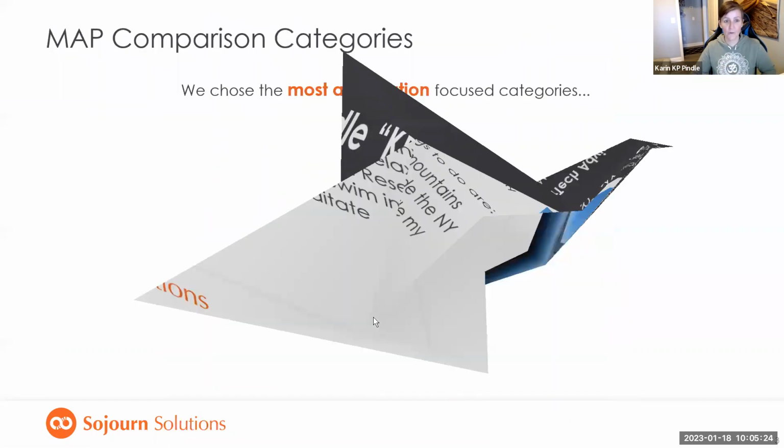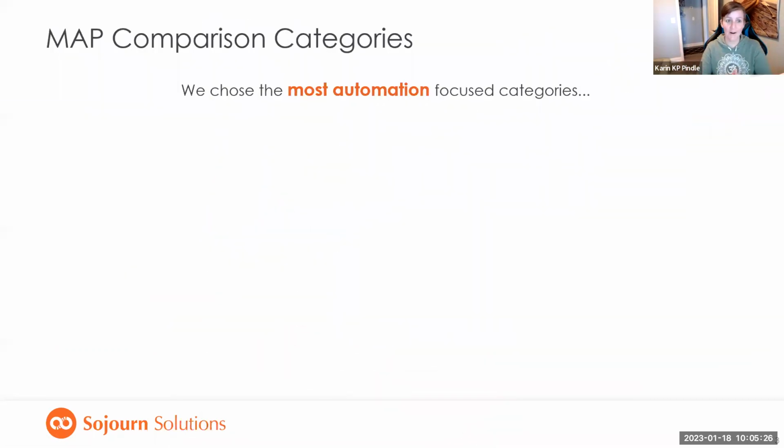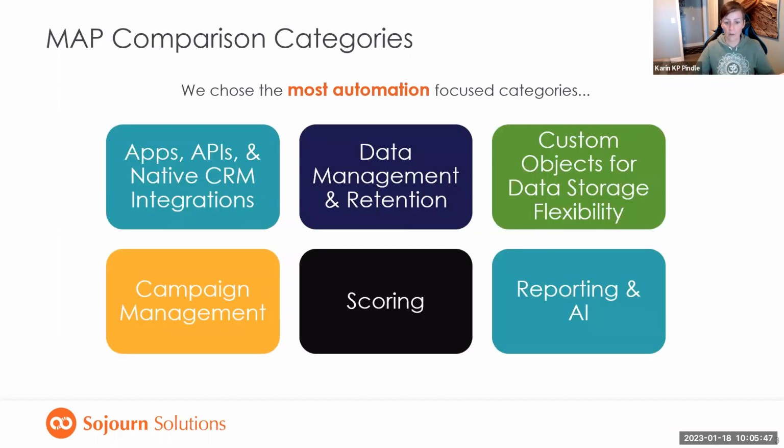Anyway, let's keep going here. So for this webinar, what we wanted to do is really hone in on the categories that are the most automation focused. That's why you typically buy marketing automation versus, say, an email tool like a MailChimp or Constant Contact, or an ABM tool. Very different reasons that you purchase those, but marketing automation can combine a lot of different things. So we put it into these categories.